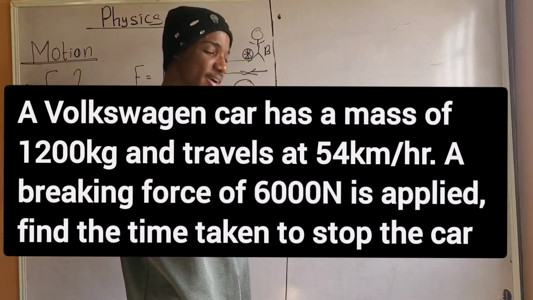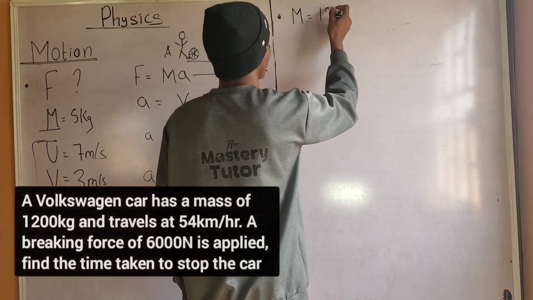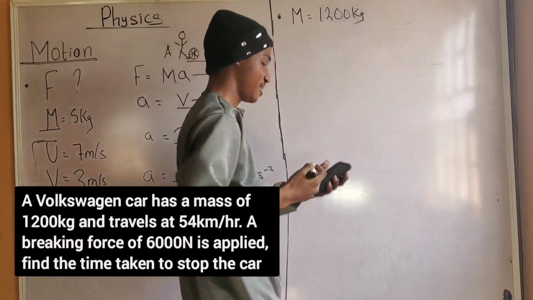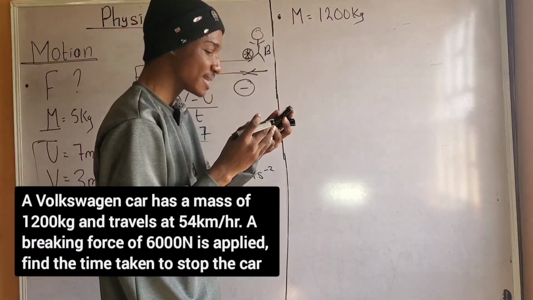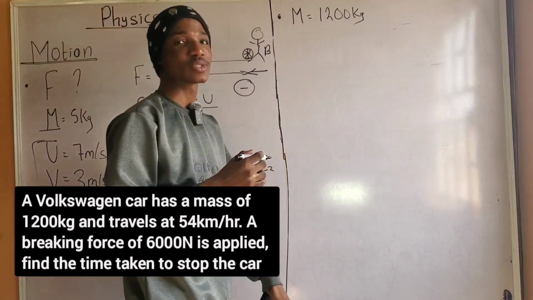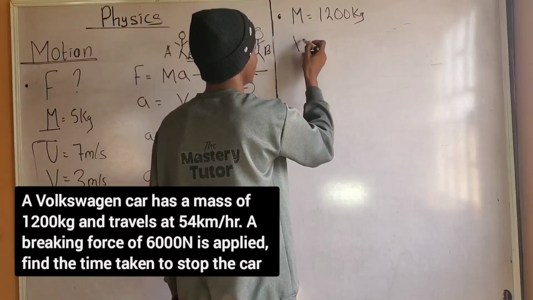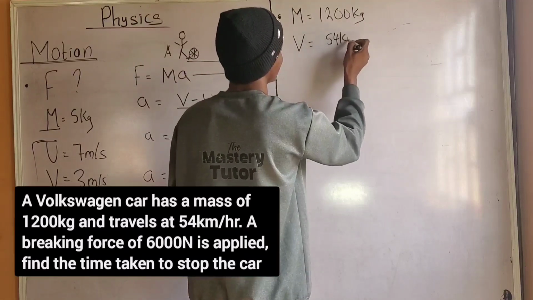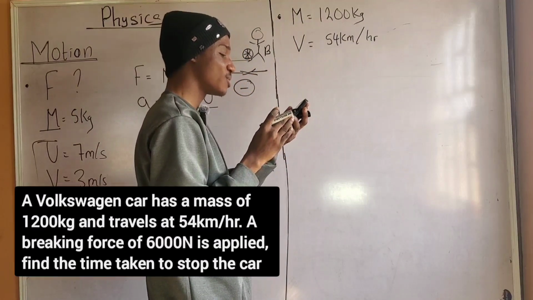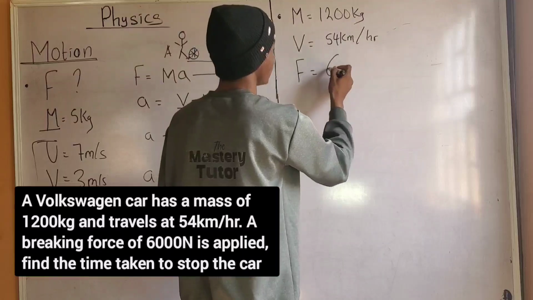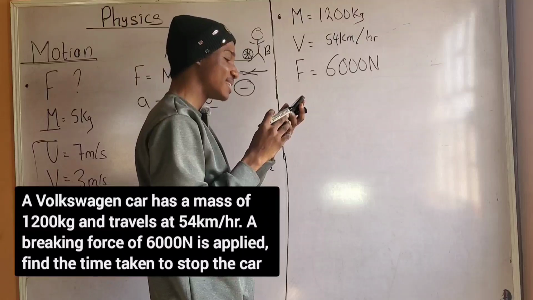We are told that a Volkswagen car has a mass of 1,200. So the first parameter here is the mass, which is 1,200 kilograms. And it travels at 54 kilometers per hour. The speed at which the car was traveling is 54 kilometer per hour, so that is velocity, 54 kilometer per hour. A braking force of 6,000 Newton is applied. So force is equal to 6,000 Newton. Find the time taken to stop the car.